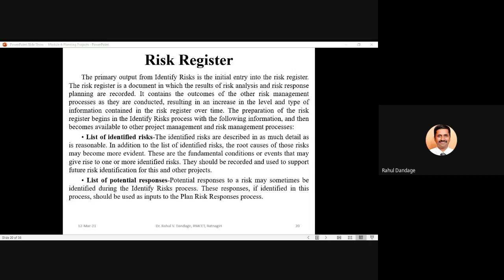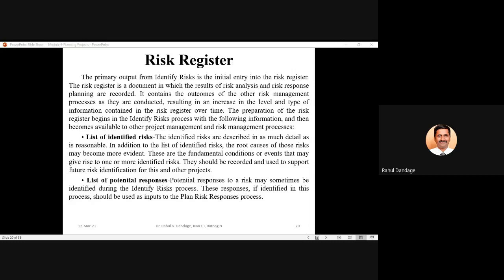The preparation of the risk register begins in the identify risk process with the following information, and then becomes available to other project management and risk management processes. So initially it is created in the identify risk process, and later on this document will be available to other people who are involved in project management and risk management processes.